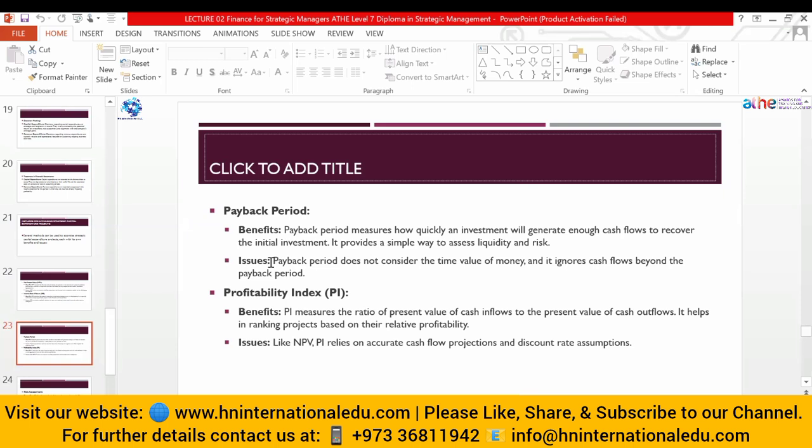Like NPV, profitability index relies on accurate cash flow projections and discount rate assumptions. Now you cannot change any discount rate, 5%, 6% like that. If it is, you have to work on it. Even the cash flow projection, that is, the inflows of the money.